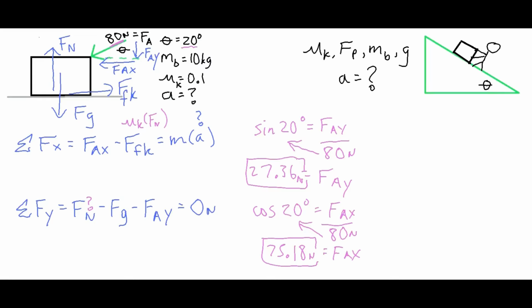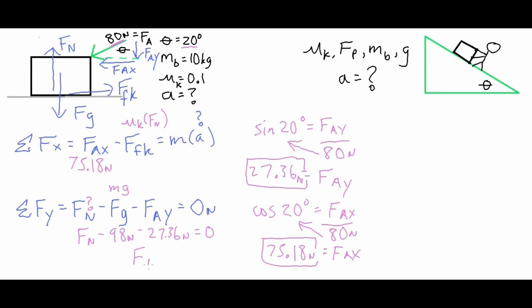All right, so now I'm ready to go. Let's go ahead and start plugging in some more numbers. We have 75.18 over here, and then we have 27.36 over here. I know my FG, we can always get that by mg, which is mass times 9.8. That one I can do in my head because the mass is 10, and 10 times 9.8 is just 98. So that one worked out pretty nicely for me there. And now it looks like I'm in pretty good shape because I have everything except my FN.